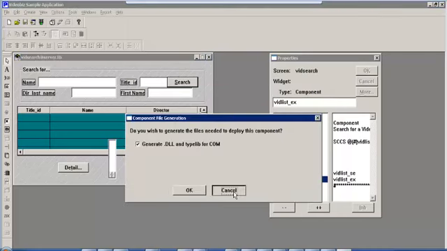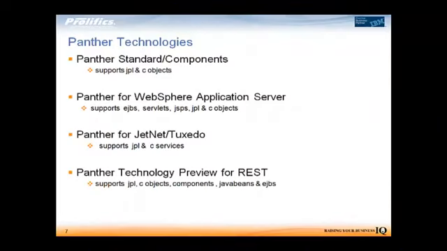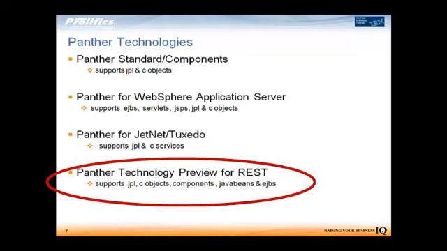I'll cancel out of this screen since we're not building a COM object. Panther supports the use of service components for several types of server technologies, including EJB, COM, and Tuxedo. Everything I've shown you so far is applicable for any of those technologies. However, for our RESTful Web Services implementation, we're going to use a Panther technology preview package for REST. If we find that there is sufficient interest in this technology from our customer base, we'll continue working to develop this into a finished product.